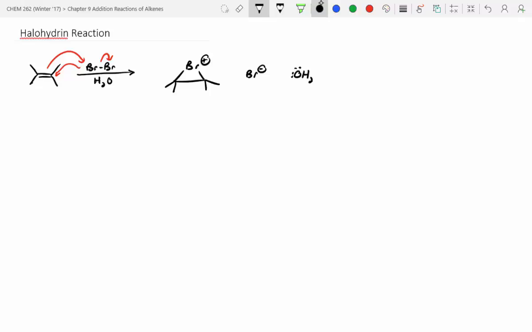And if we don't have water around, the only nucleophile we have is bromide. Bromide will attack in and ring open it. But in the halohydrin reaction, water is a good nucleophile too, and that can actually outcompete the bromide. So water in this case will attack in, just like we saw yesterday. That will result in a product that is protonated.